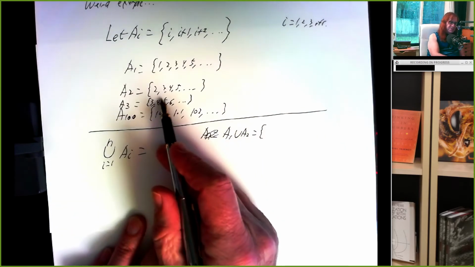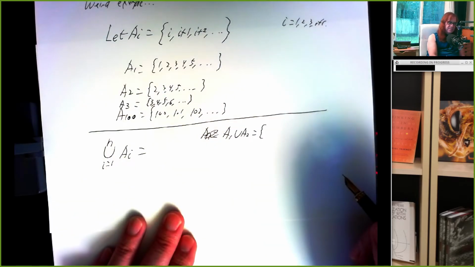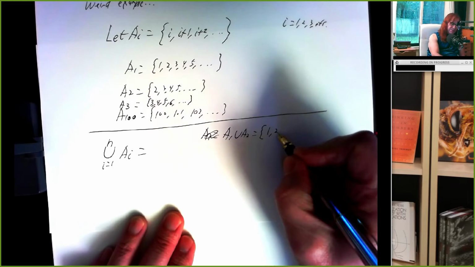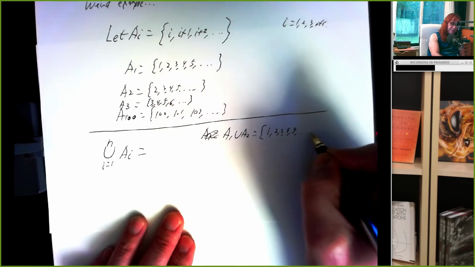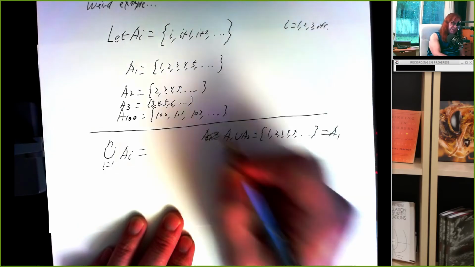Here's A1, here's A2. Is it not real numbers? I forget which one. 1, 2, 3, 4, 5. Yeah, it's 1, 2, 3, 4, 5, and so on, which is just A1.